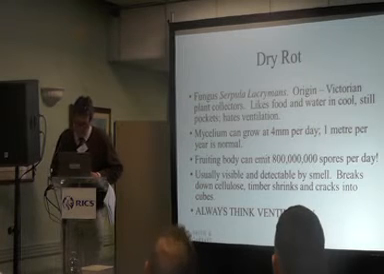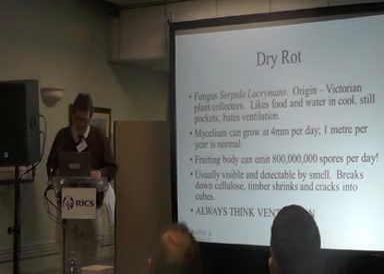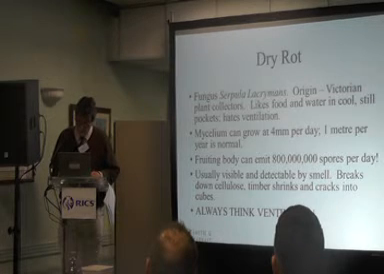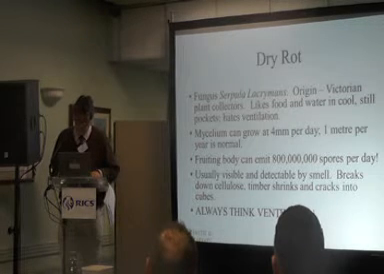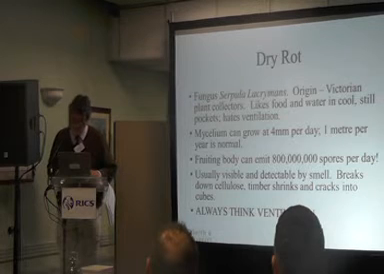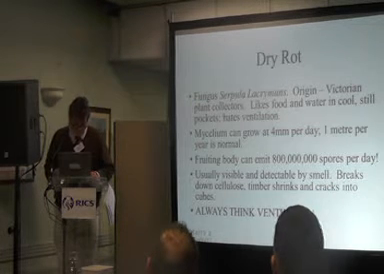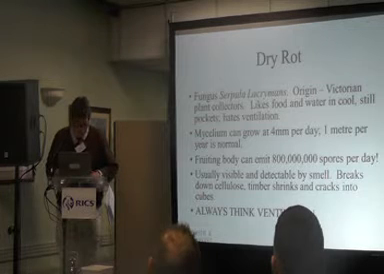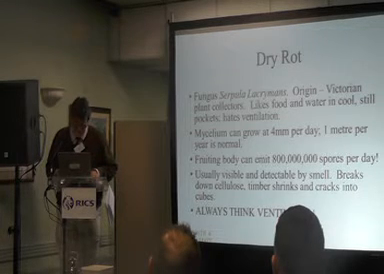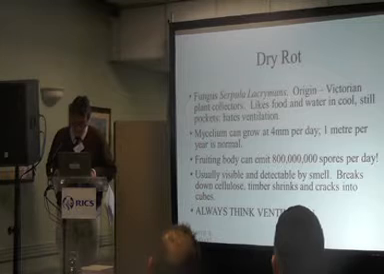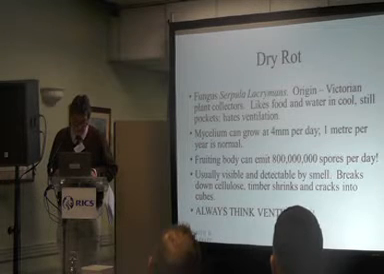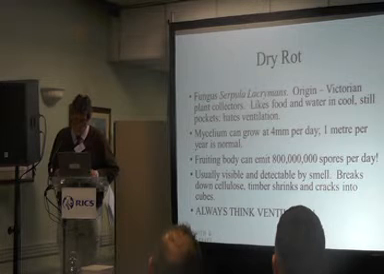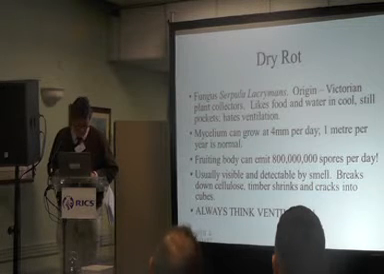Dry rot, though, great source of work for us. Its origin is interesting. It was brought over by Victorian plant collectors. It didn't exist in the UK at all until the Victorians went collecting plants, thought to have come from the Himalayas. It likes food and water in cool, still pockets, and it hates ventilation. So when it arrived here in Victorian times and found all those pokey little attics and roofs and little spaces with very little air movement, it was at home, and it has gobbled up many thousands of our best buildings.